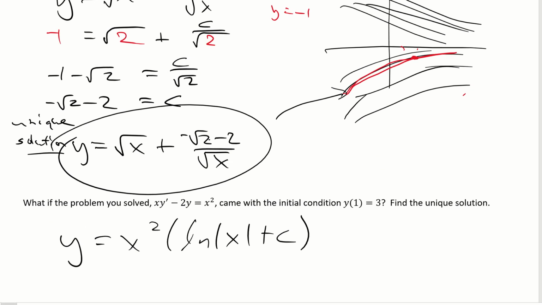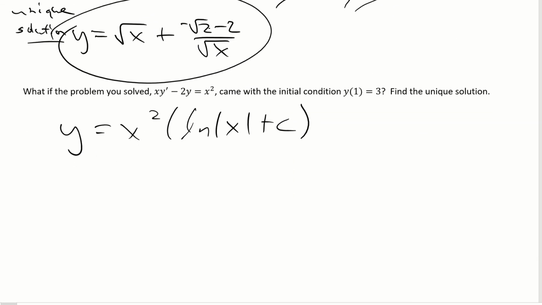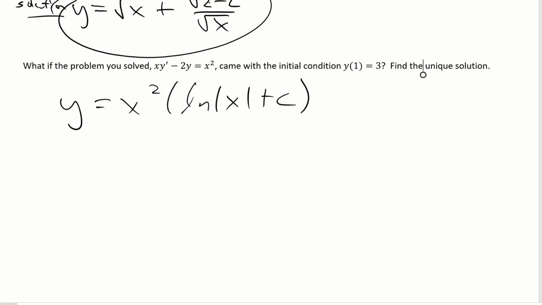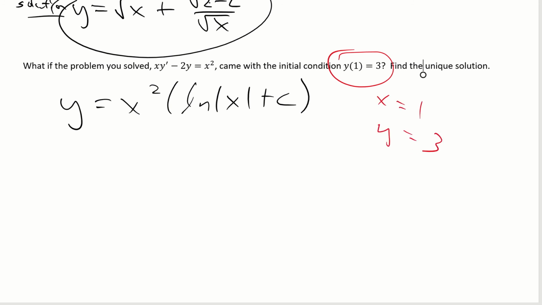All right, now it's your turn. This is the solution of the other one we found, the second problem we did in the previous video. And your initial condition is right there. When x is 1, y equals 3, what does that force c to be? Pause. Go ahead and do it.